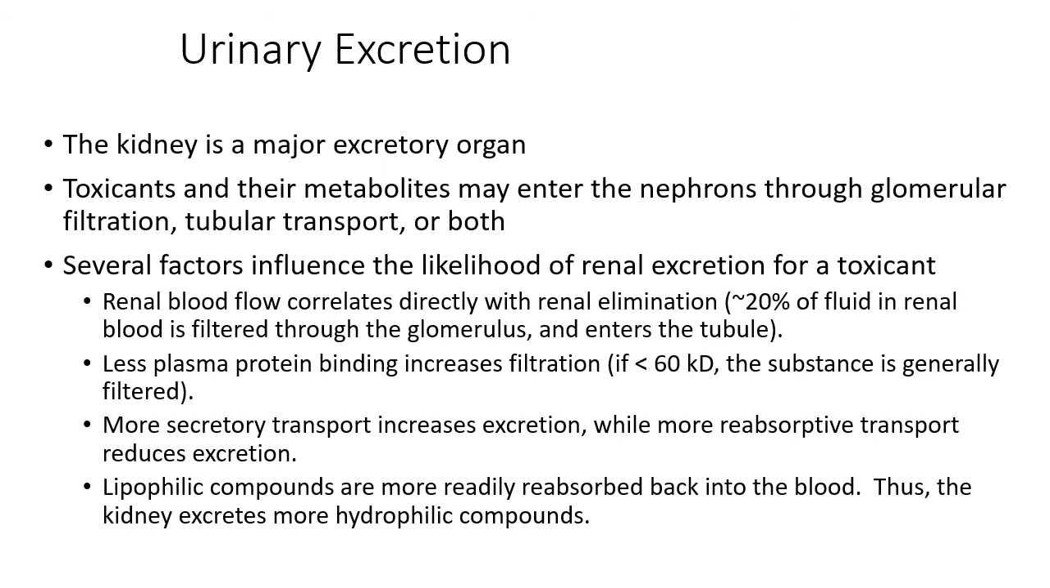So a lot of factors influence the likelihood of renal excretion, and I'm saying toxicant because I took this from the lecture, but it's also a drug, the same thing. Renal blood flow is directly proportional to renal elimination rate. Plasma protein binding is directly related to filtration. The more plasma protein binding, the less filtration, and vice versa. The more secretory transport, the more excretion. The more reabsorptive transport, the less excretion. So if something's highly secreted, that means it's highly pumped into the urine, and that's a good thing for elimination at least.